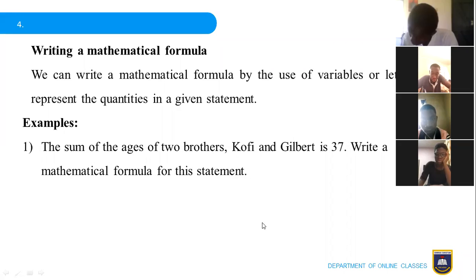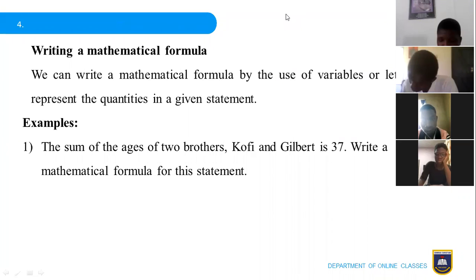Sir, that is K is equal to G plus 37. Come again. K is equal to G plus 37. Oh, okay. How did you arrive at that equation? I use the name Kofi to represent K, and I use G to represent the name Gilbert, and sum is addition, so plus 37. That's how I derive the formula. Oh, okay. That's excellent.